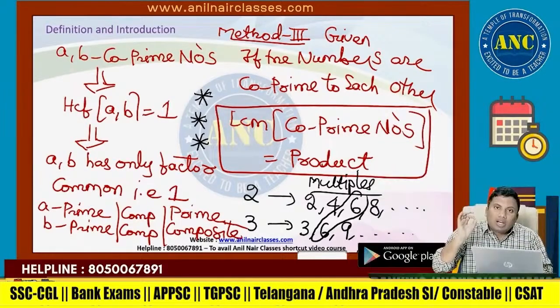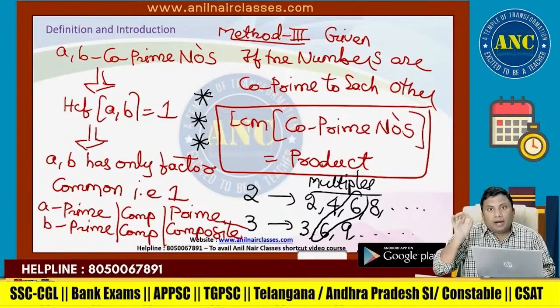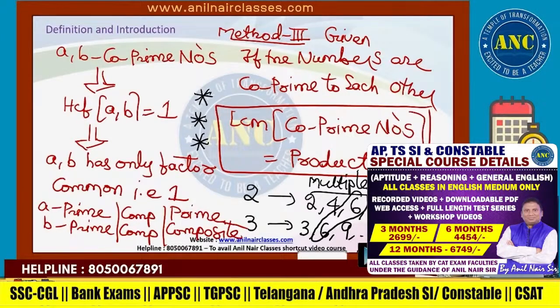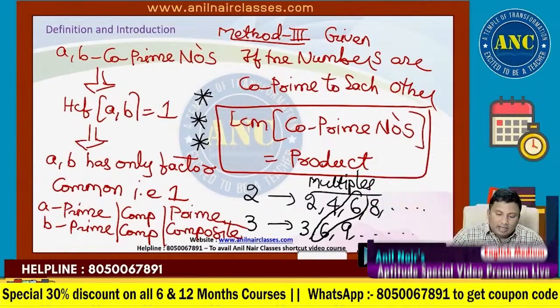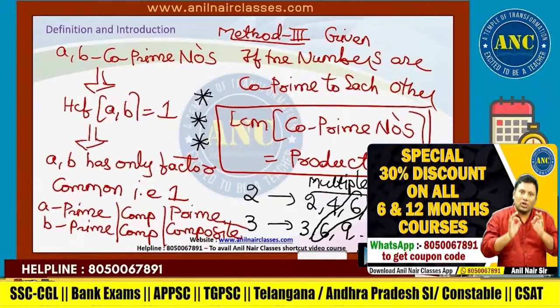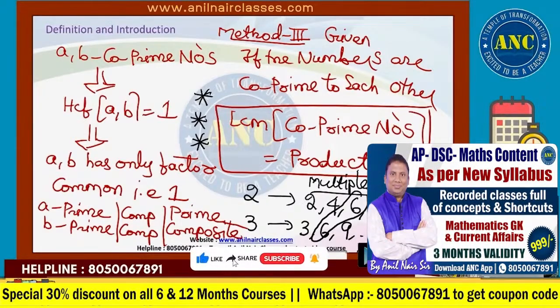Method 1, the largest number is a multiple of every other number. Method 2, the largest number's multiple is a multiple of every other number. If none of the numbers are multiples of a given number, then you will get method number 3. If the numbers are co-prime to each other, LCM is nothing but their product.